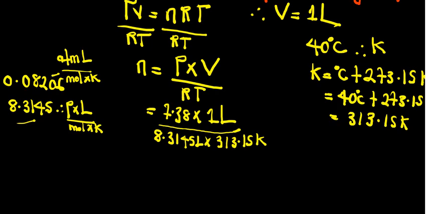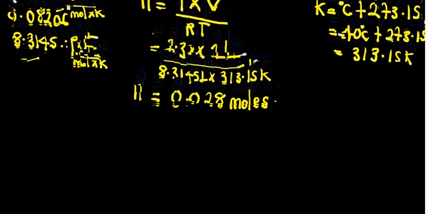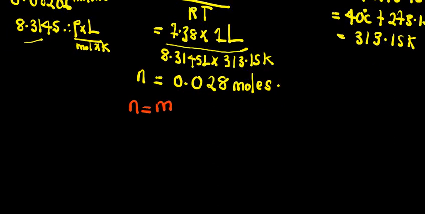So when you find out the number of moles from here, we're going to have them as 0.028 moles. Then you are done. But remember, the question is asking for the mass of the water vapor. So since we have the number of moles, you're going to come here. We have the number of moles. You're just going to say number of moles is given by mass over the molar mass.